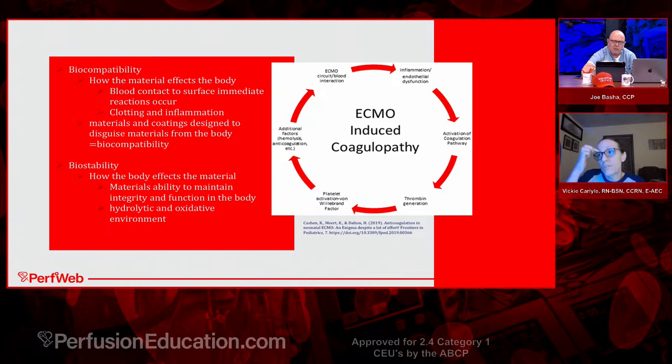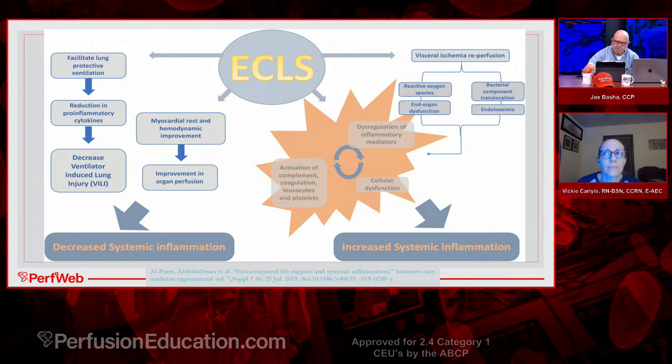The polymethylpentene or PMP fibers, which is what the Quadrox is made of, what the EOS is made of, is a fiber material that is not reactive. So that is biostability. That's the difference when I talk about biocompatibility and biostability. You will see this slide a couple of times.